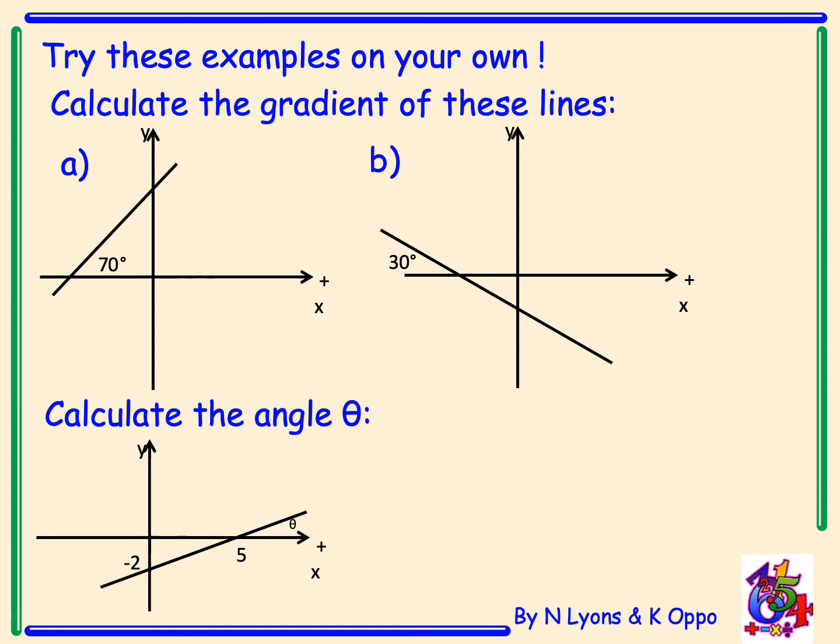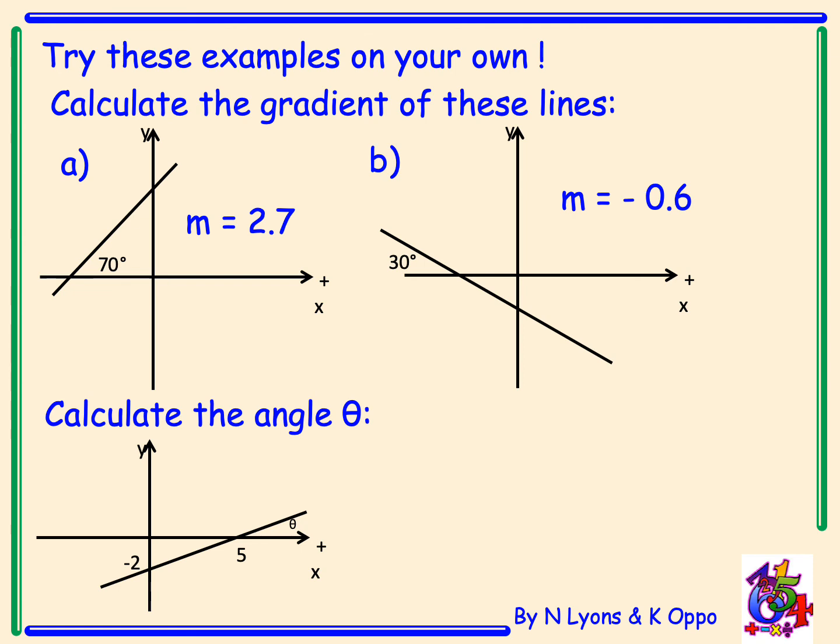So here are the answers. Example A has a line making an angle of 70 degrees with the positive direction of the x-axis, and the gradient m equals 2.7. In part B, we've got a negative gradient and it's making an angle of 30 degrees, but that's not the angle we're looking for, so be really careful for that one. In this case, gradient equals minus 0.6. The angle theta you have to put in would be 180 take away 30 degrees, it'd be 150 degrees.